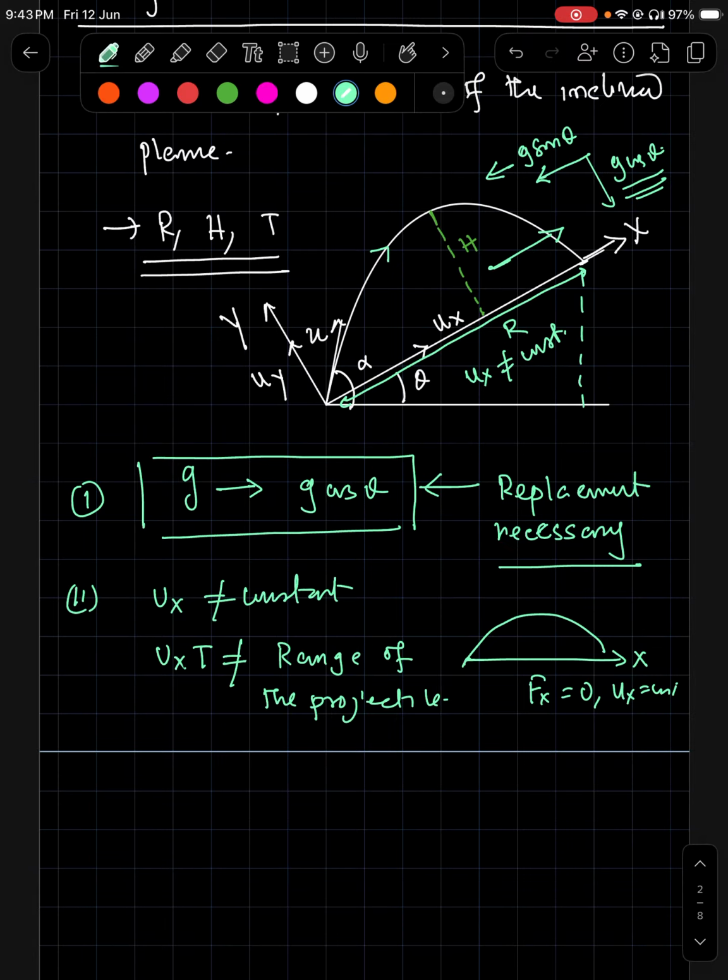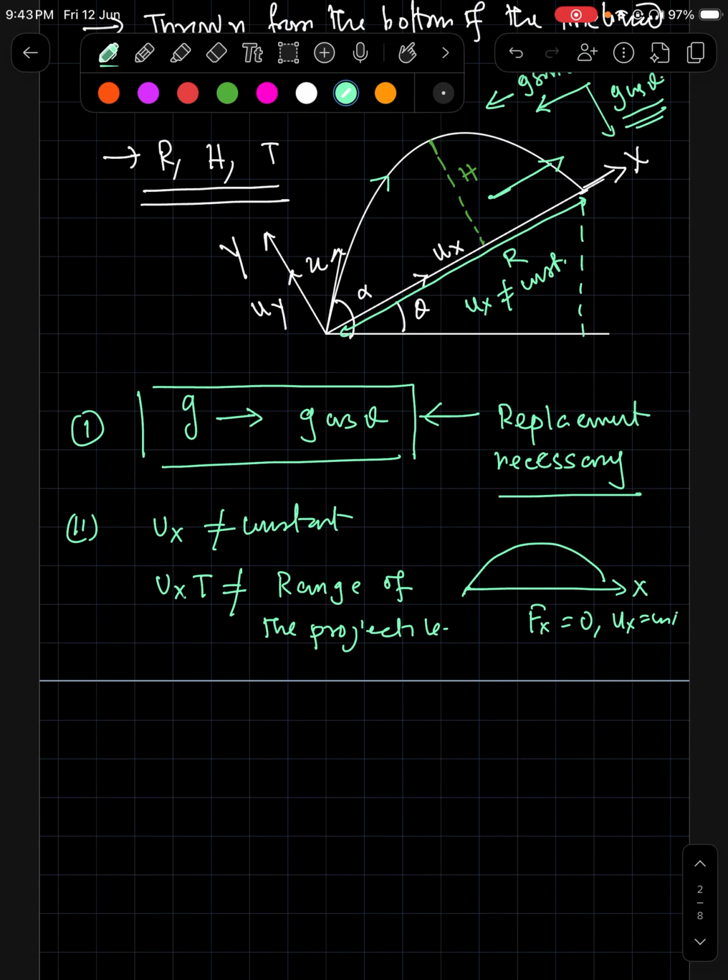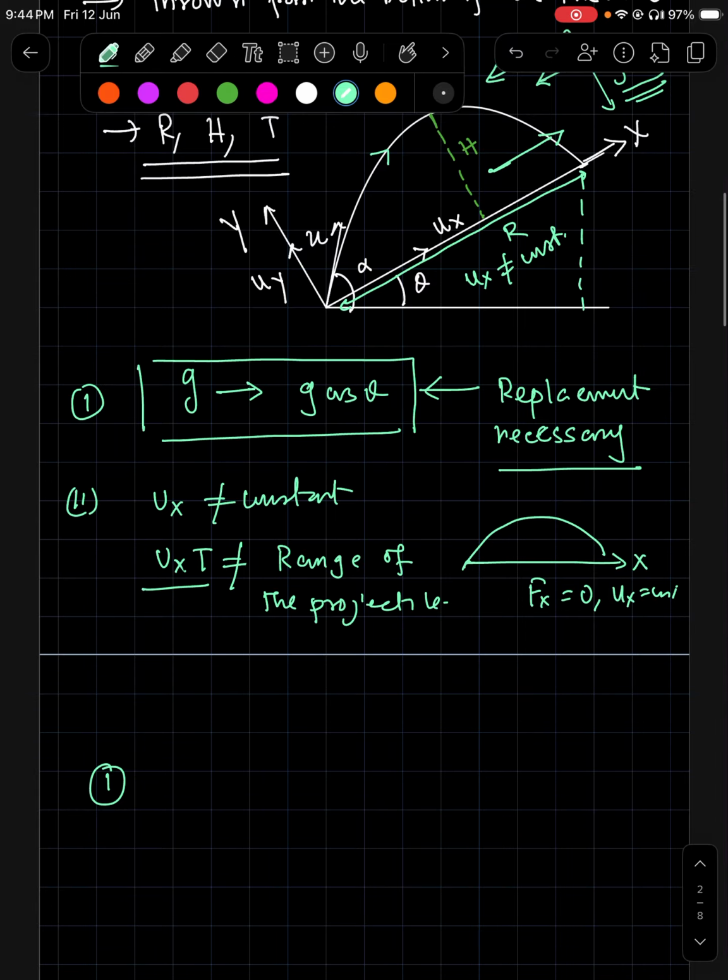So we have to find a way to get this range properly. We know all the formulas, and we are going to use them to get the range and H. So let us first write them down one by one. The range cannot be assigned first because ux is not constant. If it is not constant, then ux times t is not the range. So we cannot write the range first. We will be starting from the time of flight.